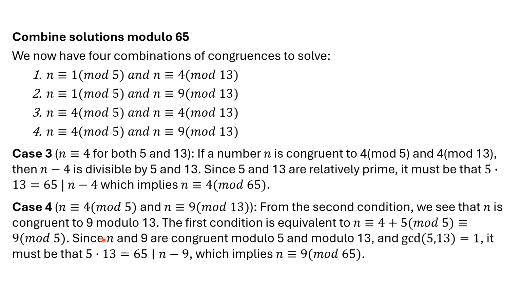So since n and 9 are congruent modulo 5 and 13, which we just showed here, and the GCD, their greatest common divisor, is 1, in other words, they're relatively prime, which is what I mentioned before, then their product, which is 65, divides n minus 9, which implies that n is congruent to 9 mod 65. So this gives us another infinite set of solutions. Let's go to the next slide, and I'll analyze case 1 and 2.